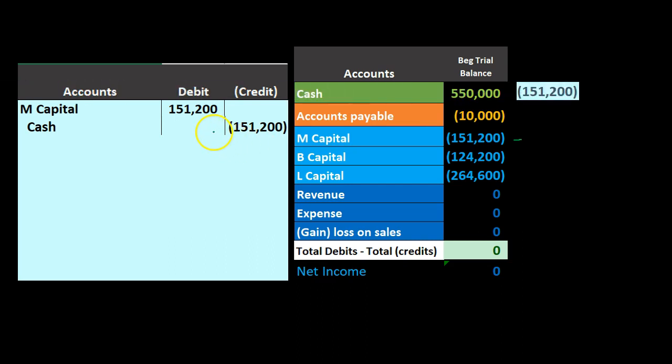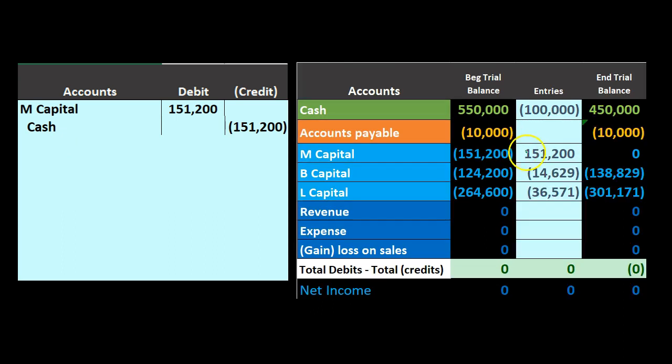Posting this out then, cash starts at $550,000. It's going to go down by the $151,200 we're going to pay out to the partner, leaving us with $398,800. Then the capital account here, it's going to be M's capital, starting at $151,200. It's going to go down in the debit direction, $151,200 to 0. And that, of course, will leave us with just the two remaining partners here.